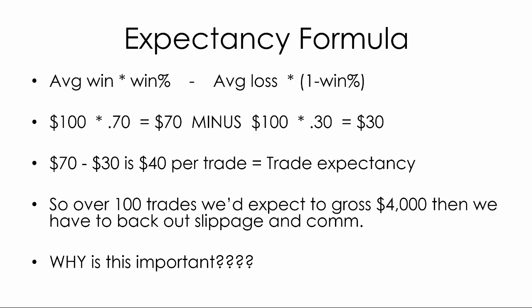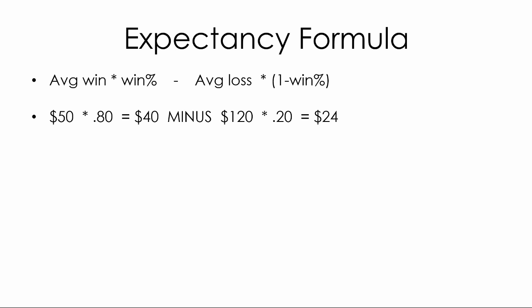Guys, what kind of system might this be? Maybe a scalping strategy? Maybe you're making a little bit on your wins, but you're losing more on your losers, right? I mean, that's what you would see in some kind of a scalping strategy that has an 80% win percentage. So let's take a look at it. Here's our formula. Let's plug in our numbers. In this specific strategy, we make $50 on average per win, but we lose $120 on average on our losers.